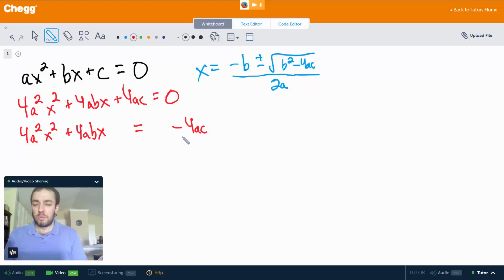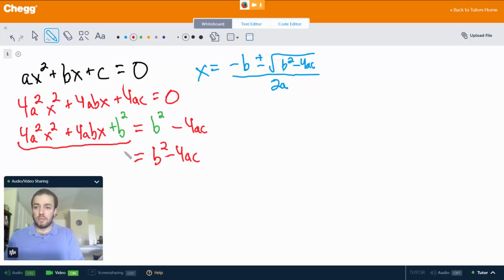Now, why did I leave myself some room? Because I wanted to save some time and space, since the next step is to add b squared to both sides. All right, now here's where things get a little bit tricky. On the right-hand side, we're still just going to have b squared minus 4ac. Nothing weird going on there yet. But on the left-hand side, this goofy-looking expression can actually be factored into 2ax plus b quantity squared.